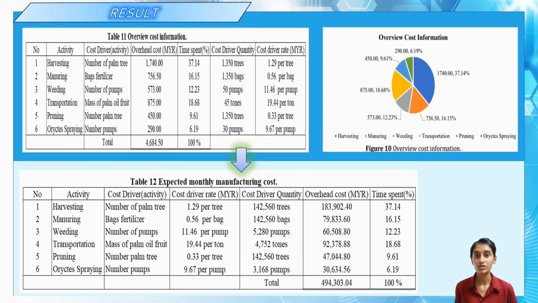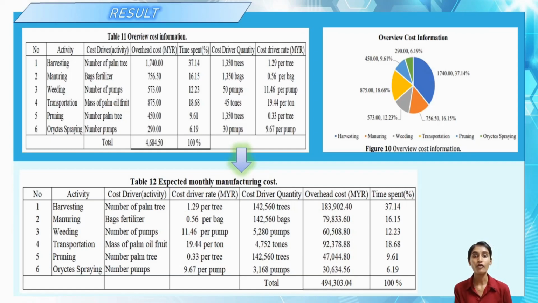Table 11 shows that the total overhead cost for the 10-acre palm oil plantation each month is 4,684.5. The activity harvesting has the highest overhead cost, which is 1,740, or 37.1%. It is followed by activities transport, manuring, weeding, pruning, and chemical spraying, whose overhead costs are 875 and 756.5 correspondingly.